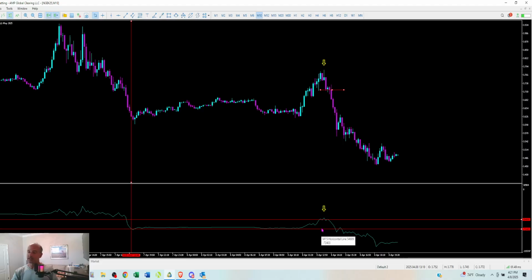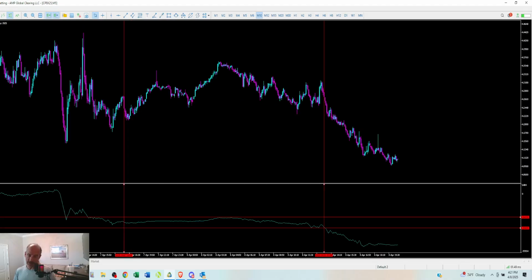So in this case, we broke above and then we faded and went down. You can see this was a super nice downtrend. This would have been a nice trade. All right, so let me jump over to this, which is copper, the May chart of copper.